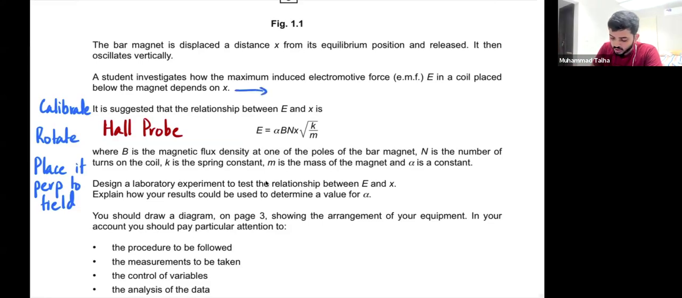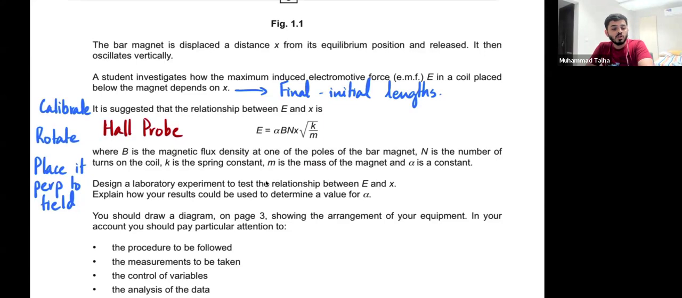Again, for X, I can also say that if my meter rule is placed so that the zero is at the top and then it reads downwards, I can say the final reading minus the initial reading. So final minus initial length readings. This is my displacement.